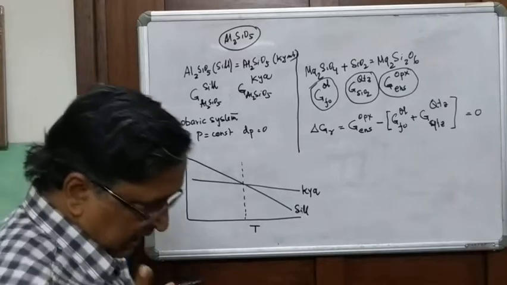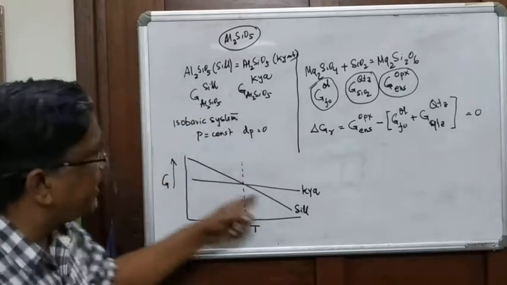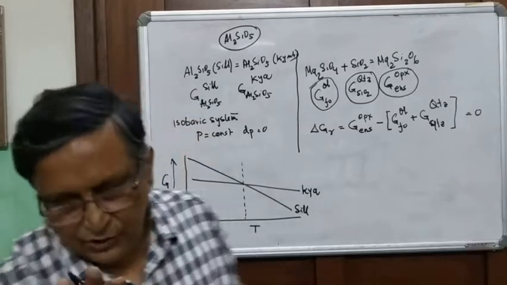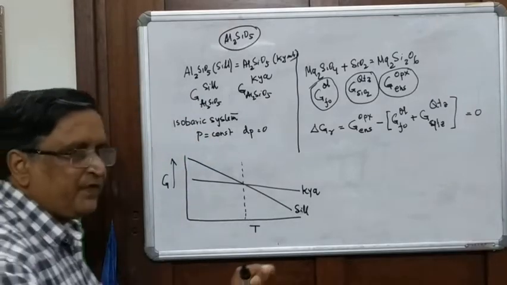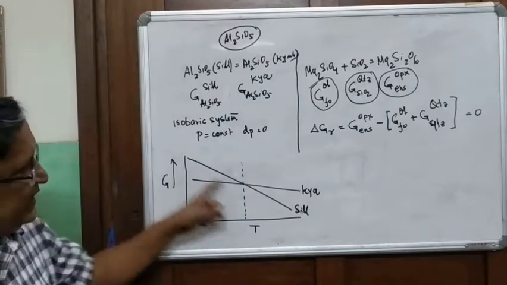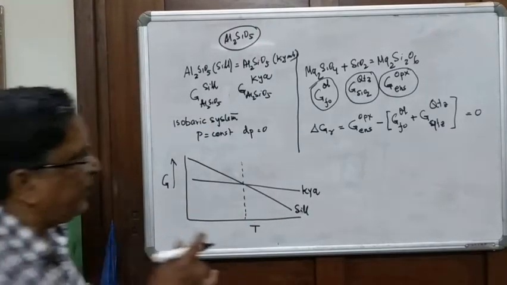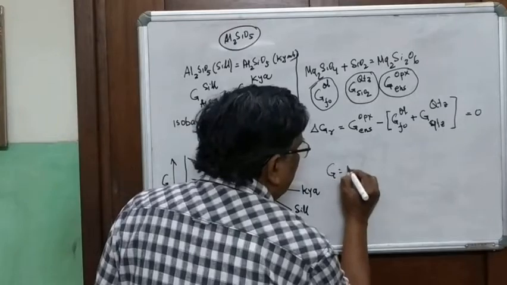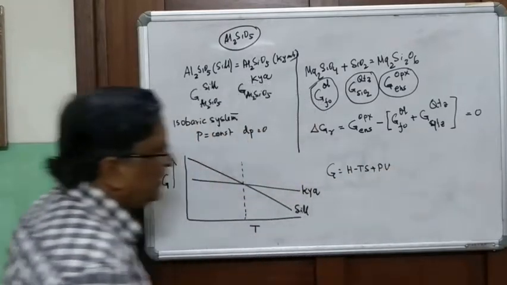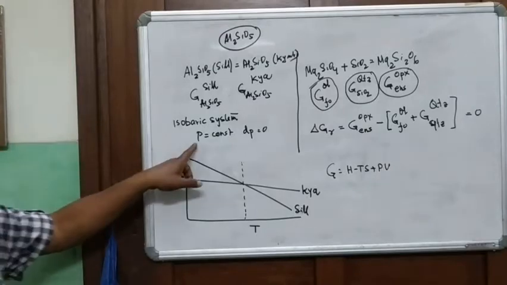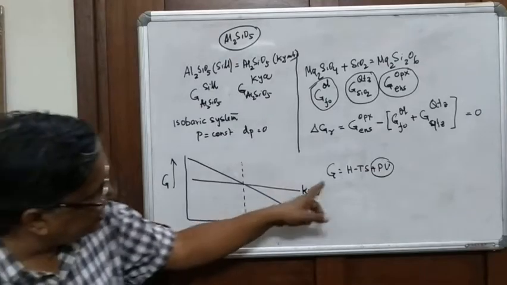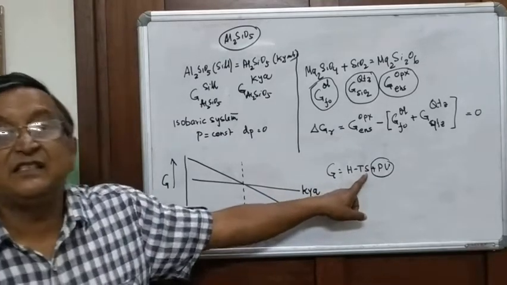Now you can ask me, why did you draw negative slopes? Please hold it. I will let you know in one or two classes. So why is there a negative sign? Just quickly, G is equal to H minus TS plus PV. Right? Since we have taken P is equal to constant, this is no more a variable. So G is equal to H minus TS.